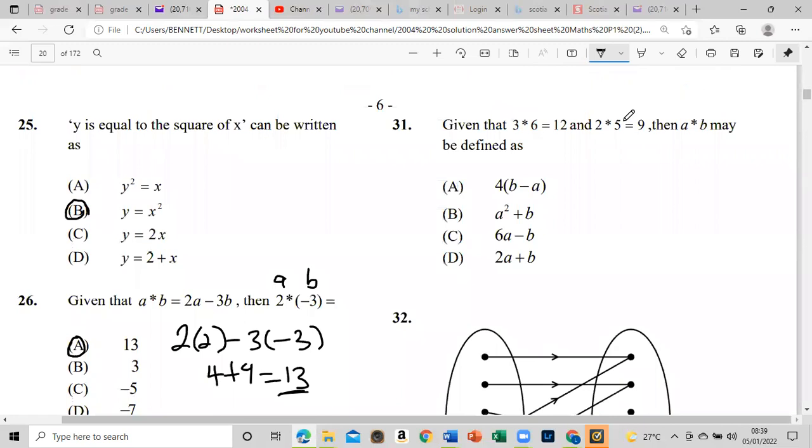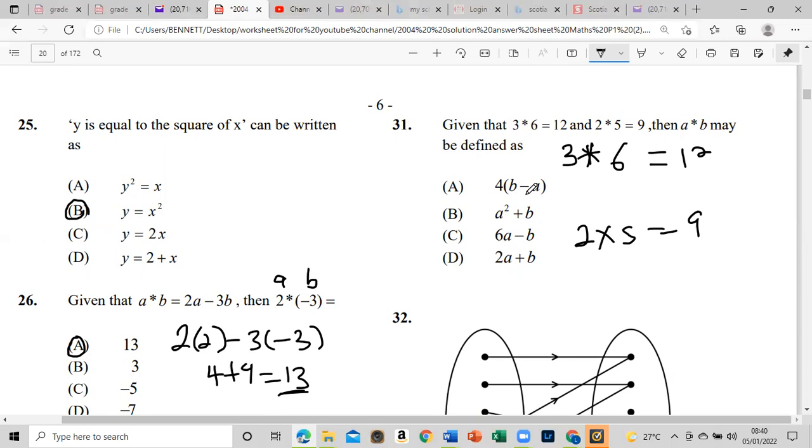Alright, 30. Given that 3 * 6 is equal to 12, and then 2 * 5 is supposed to give them 9. So they want to find the formula. I'm going to try this one. 4, it's complicated. That'll be 6 minus 3. 6 minus 3, that's 3. 4 times 3 is 12.